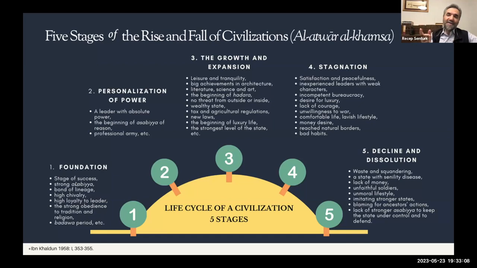Eventually, they also get rich and prosperous, powerful, but this extreme power, prosperity and wealth has negative impacts. They have a negative impact on the social bondage of that society also. They also collapse. These five phases are called Atwar Khamsa in Ibn Khaldun. So it's a cyclical process. All societies go through it.